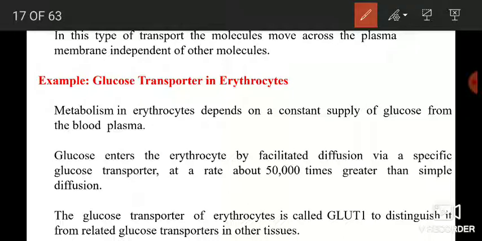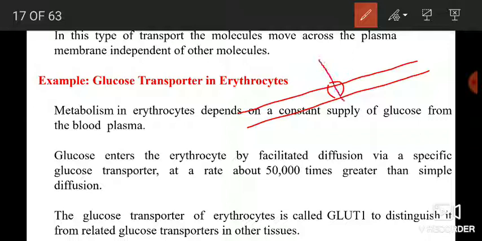Uniport is a type of transport process in which the molecules move across the plasma membrane independent of other molecules. If you have a plasma membrane and there is a transporter protein in the plasma membrane, the molecules are moving only in one direction. A specific type of molecule is moving only in one direction. That type of transport process is known as uniport, and the protein which is involved in this uniport is known as uniporter. The best example of uniport transport is the glucose transporter in erythrocytes.